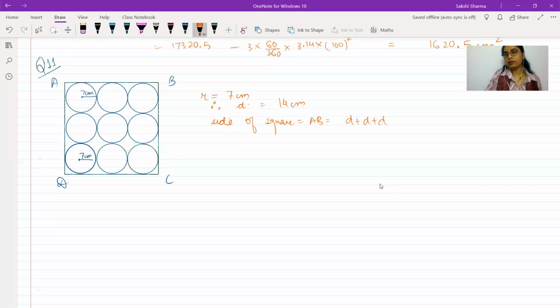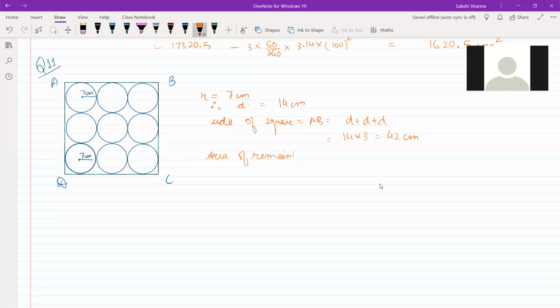You can either write down d plus d plus d, or you can write down 3d. So that will be 42 centimeters. Now you can find out the area of the remaining portion of the handkerchief.